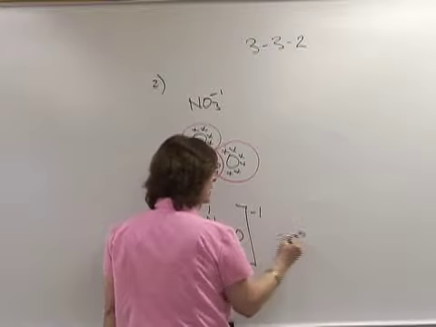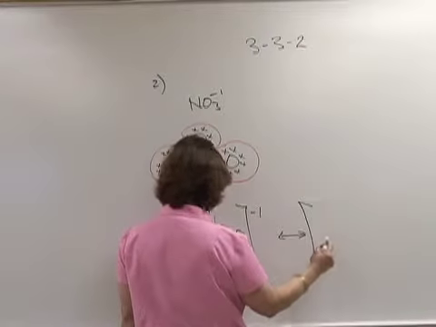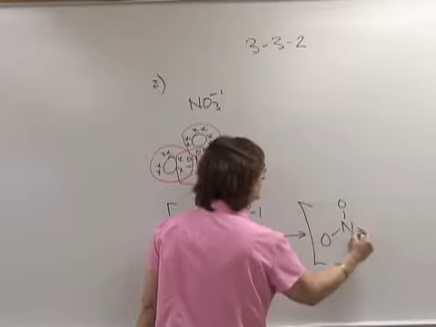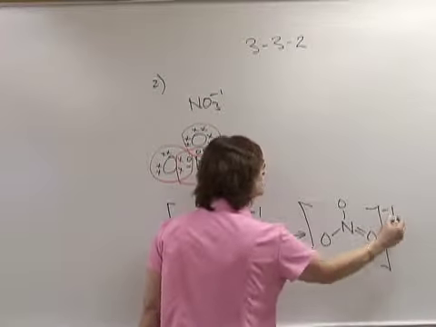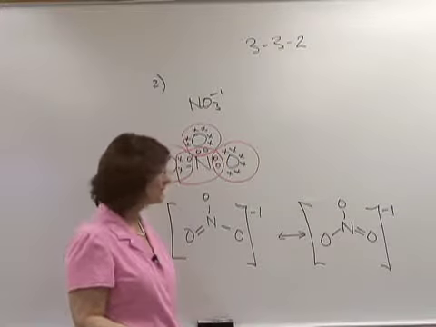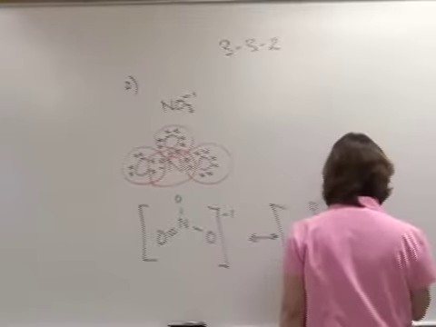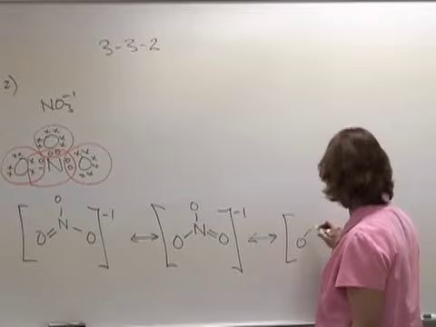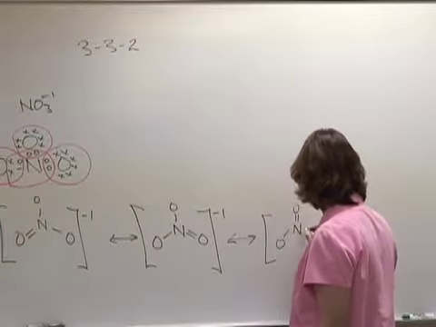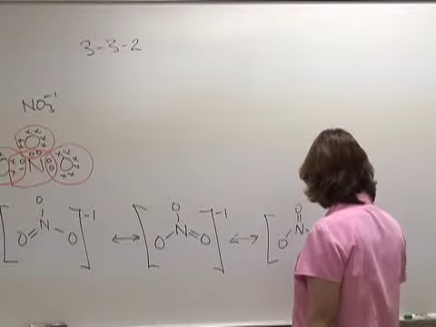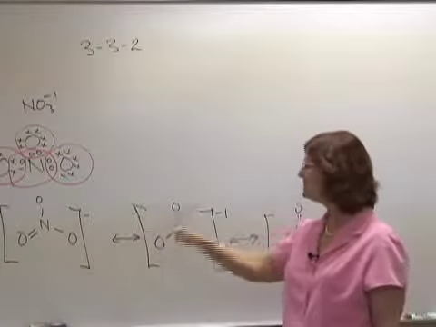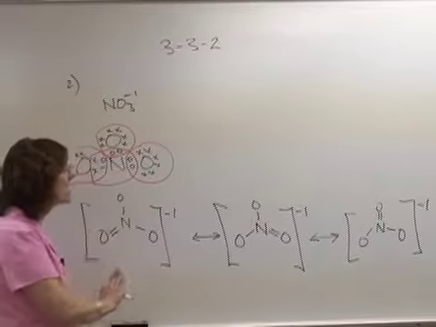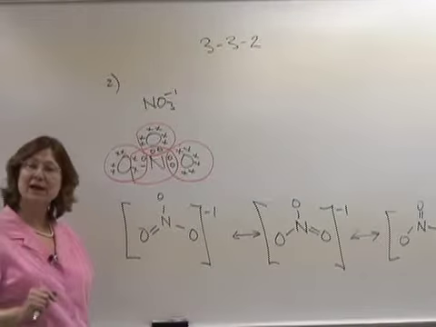Now, I have another diagram that would have been just as accurate and just as valid by changing the location of that double bond. And I have one more structure that I could draw, and it is this one. All three of these diagrams are equally true about the nitrate ion. All of them would be correct.